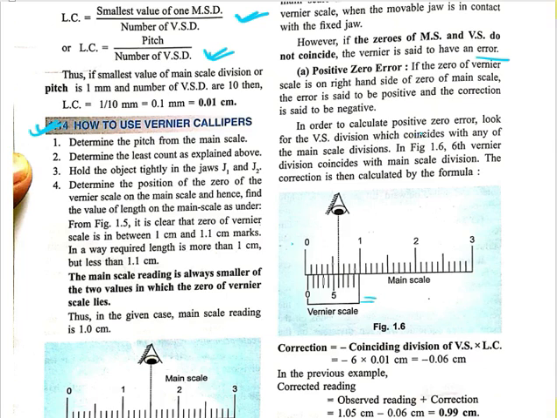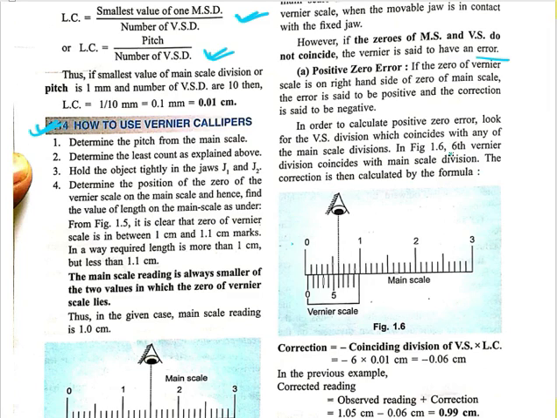In order to calculate the positive or negative zero error, look for the vernier division which coincides with the main scale. You can see which one is coinciding. This one is not coinciding, this one is also not, this also not, but this one is coinciding with the main scale as well as the vernier scale. So in figure 1.6, the sixth vernier division coincides with a main scale division.